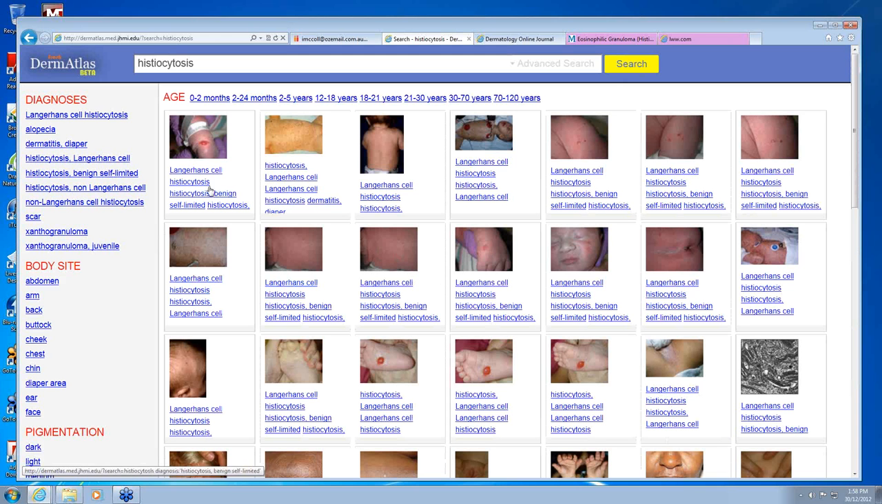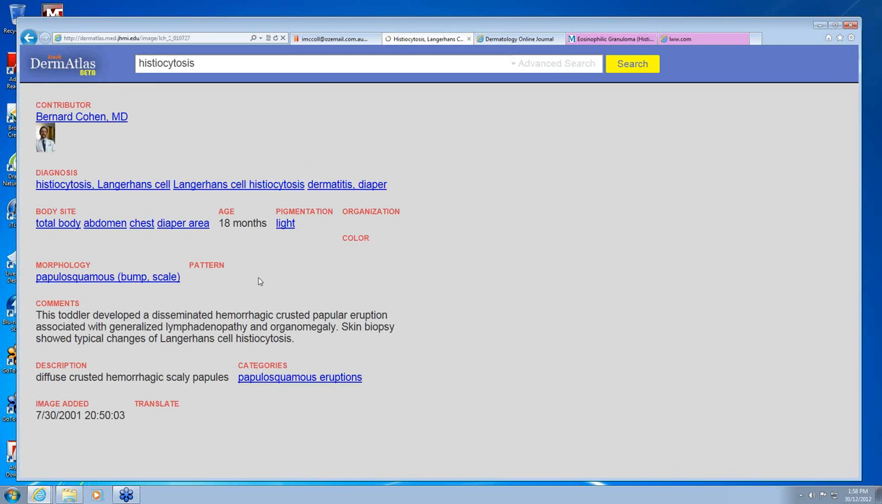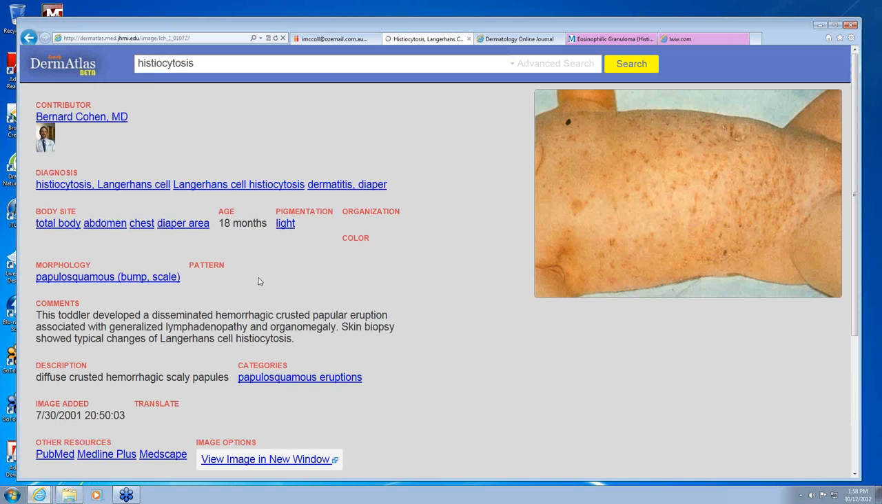Histiocytosis X can present in children as solitary lesions like this, solitary nodules, or in the more diffuse form like this child here. And it's very difficult to make this sort of diagnosis. They've commented here there was a hemorrhagic crusty papular eruption, but they had lymphadenopathy and organomegaly as well. And the skin biopsy showed the changes of Langerhans cell histiocytosis.